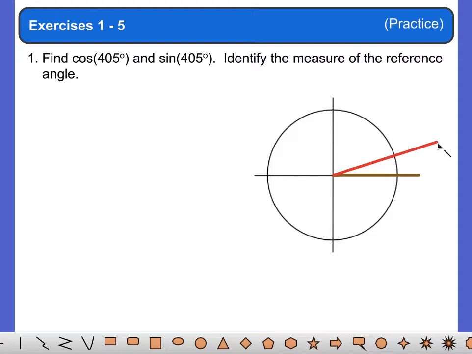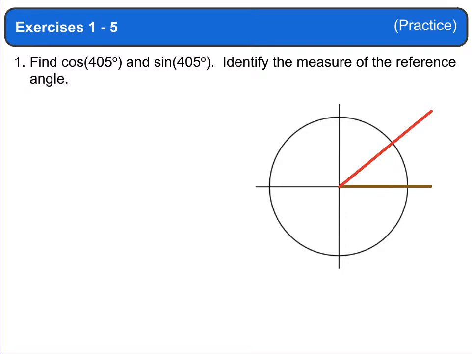And this is the sine of 405. And so if I kept going and going and going, 405 would be right here. Now, how do I know that? Let's talk about that. If I took 405, 405 is obviously larger than 360.